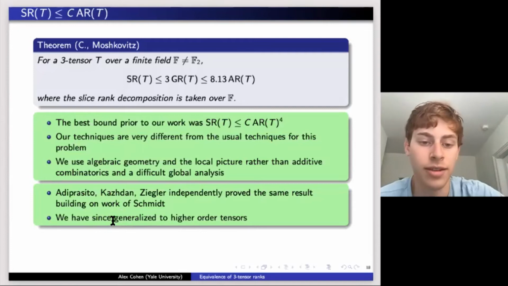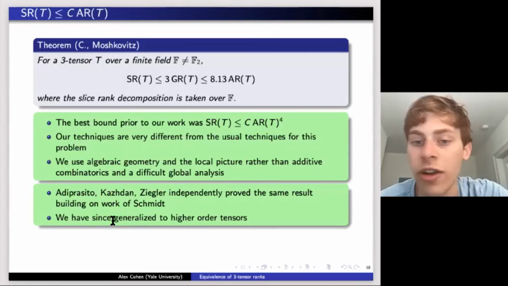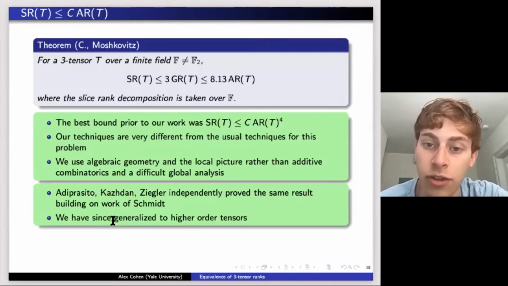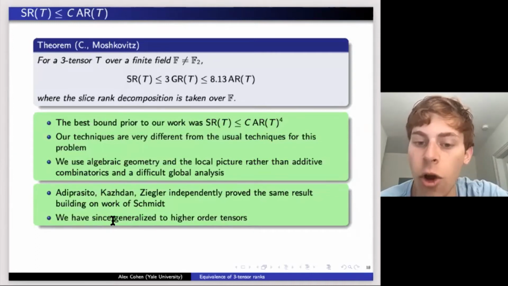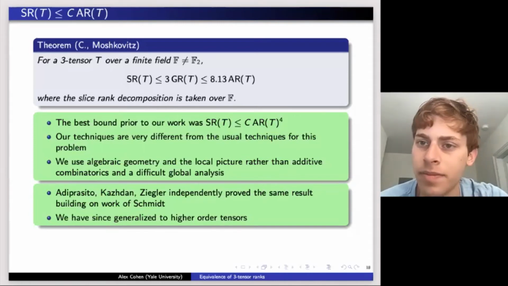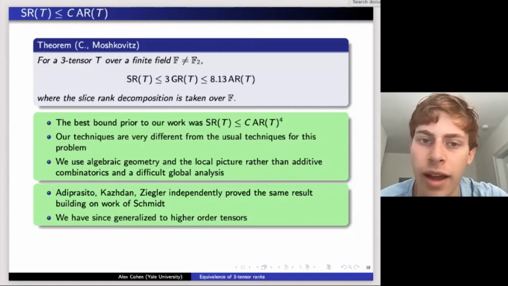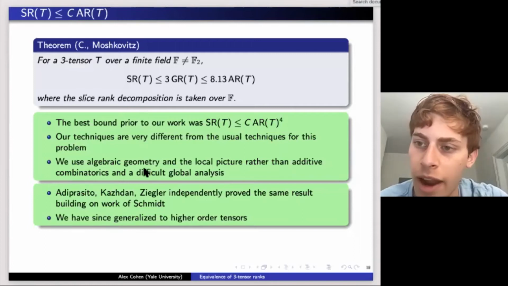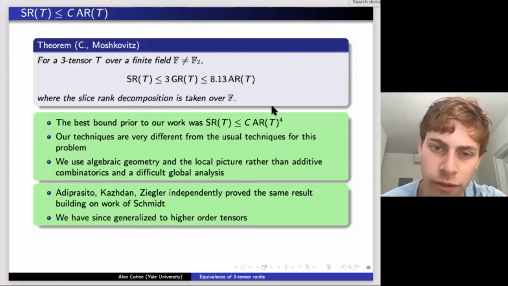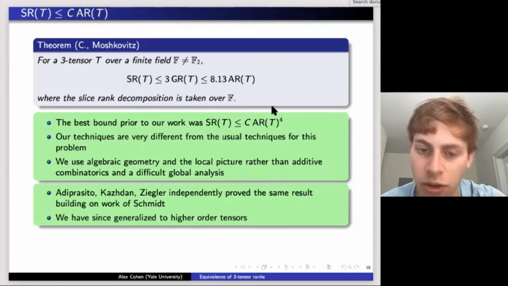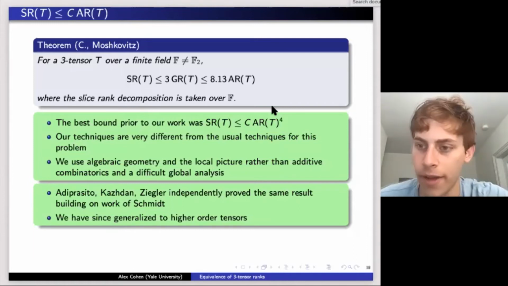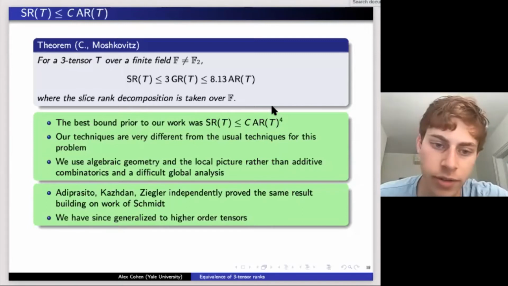So we've since generalized this work to higher order tensors. We've related partition rank and analytic rank with a linear bound over large enough fields. It seems that the work of Schmidt does not generalize as well to these higher orders, as far as we know. For working with finite fields, it does work for geometric rank and partition rank, but we think not as well for partition rank and analytic rank. Okay, but we're focusing on 3 tensors.